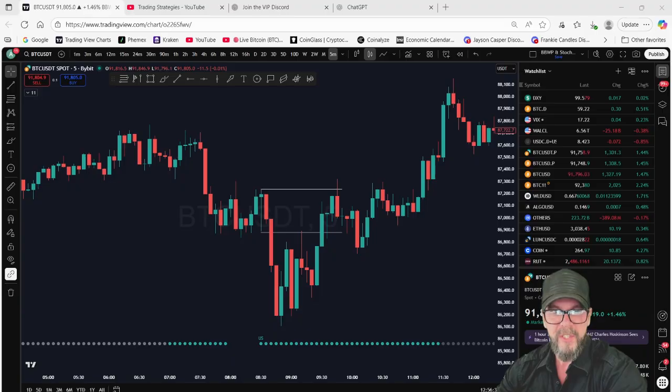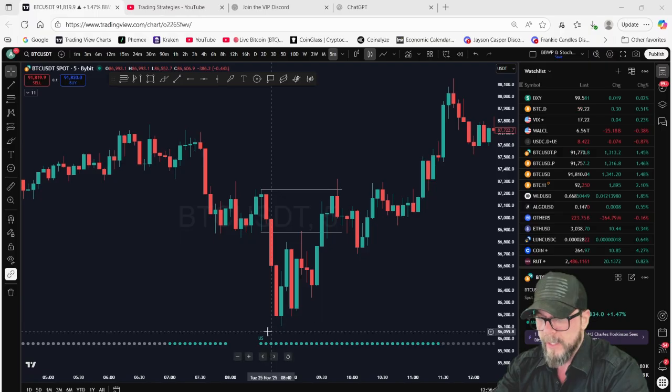So here we're taking a look at the Bitcoin chart on the 5-minute time frame. Now, this works with any asset you want to use. It works with forex, stocks, gold, and cryptocurrency. I personally prefer, with the US market open, to use Bitcoin because the volatility is so much greater. You can make a much larger profit in a shorter amount of time.